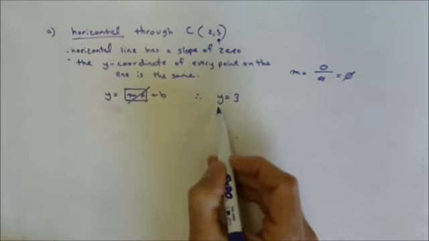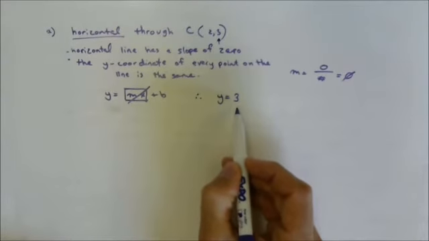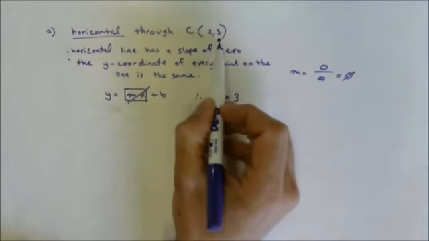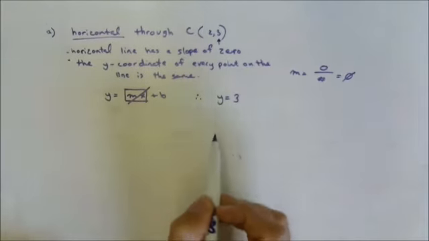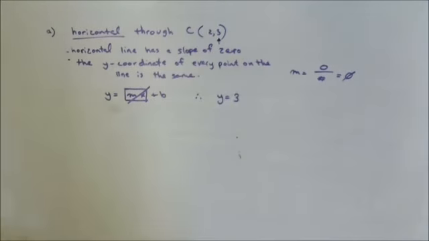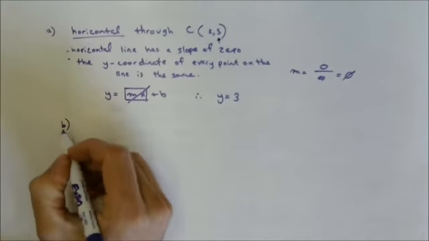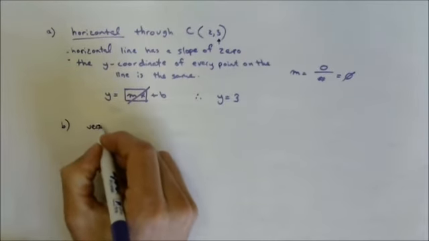X can be whatever. It can change, but y is 3, and that is across the whole domain. Okay? Good. So that is a horizontal line. We'll always have the form y equals something, so you just gotta not write the x. If you know a point that it goes through, you just take that y-coordinate. If it's horizontal, it's going to be y equals that all the way along. Okay? B, vertical line.